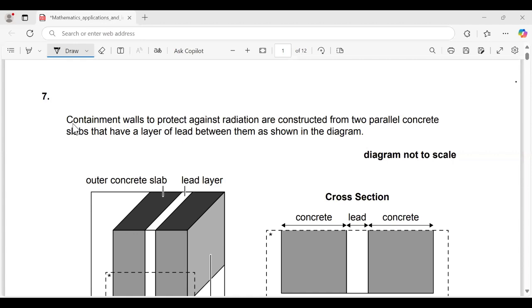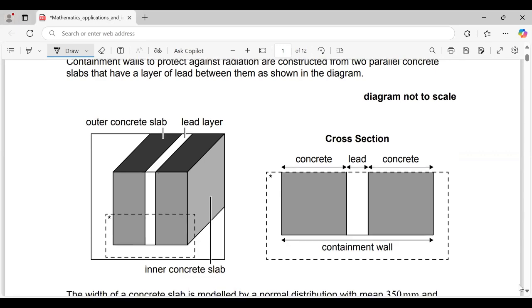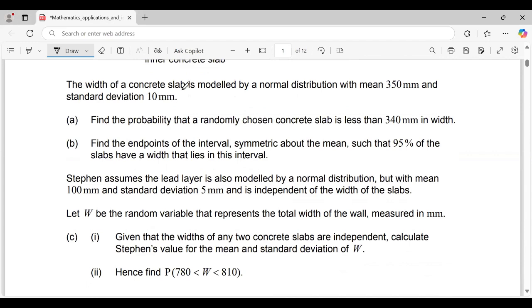Number 7. Containment walls to protect against radiation are constructed from two parallel concrete slabs that have a layer of lead between them, as shown in the diagram. The width of a concrete slab is modeled by a normal distribution with mean mu equals 350 millimeters and standard deviation sigma equals 10 millimeters. Find the probability that a randomly chosen concrete slab is less than 340 millimeters in width.